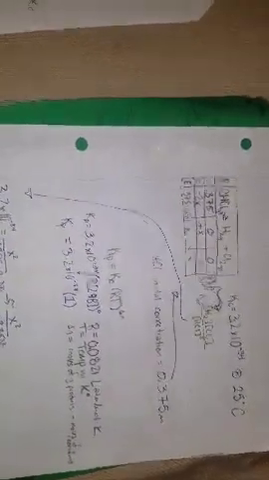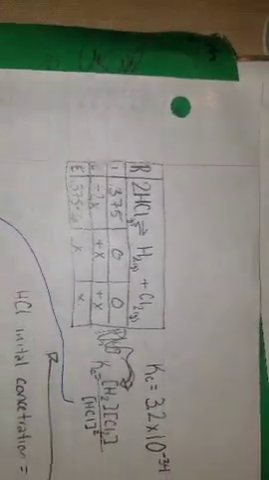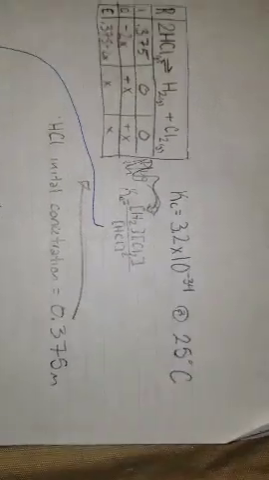We're going to use, from chapter 18, lecture 18, question number 10. So that lays out this reaction: 2 HCl into H2 plus Cl2. Now it also gives us the equilibrium constant for the concentration. So Kc is equal to 3.2 times 10 to the power of negative 34 at 25 degrees Celsius.